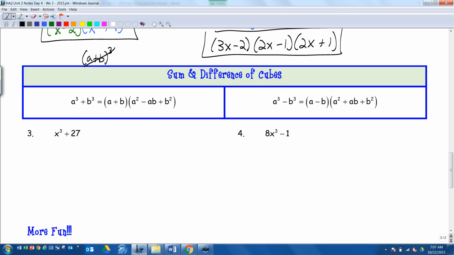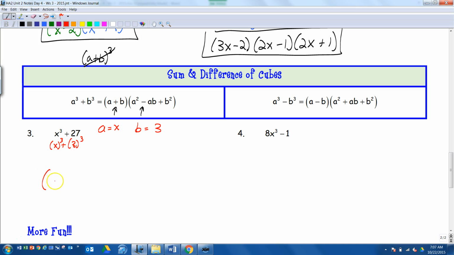The only difference is, if it's a sum, this is positive, this is negative. If it's a difference, this is negative, this is positive. That's the only difference there. So let's try this with the pattern. What's being cubed here? Well, a is equal to x, and b is equal to 3, because 3 cubed, right? So now that I know what my a and b are, I can follow this pattern.